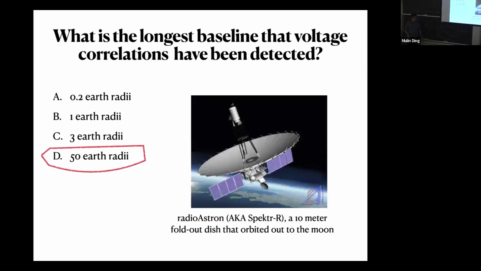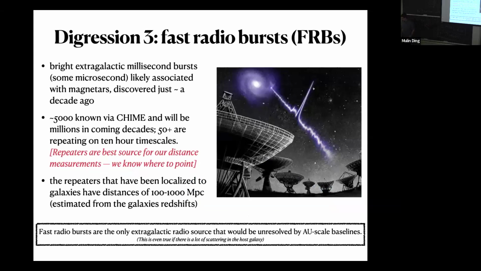Yeah, it's actually 50. There was this Russian satellite that stopped working maybe a decade ago, called RadioAstron, which was a 10-meter fold-out dish that orbited out to the moon. It did this for pulsars and for AGN. What was compared was correlated with things on Earth. In fact, you take a big dish on Earth to correlate. Okay.